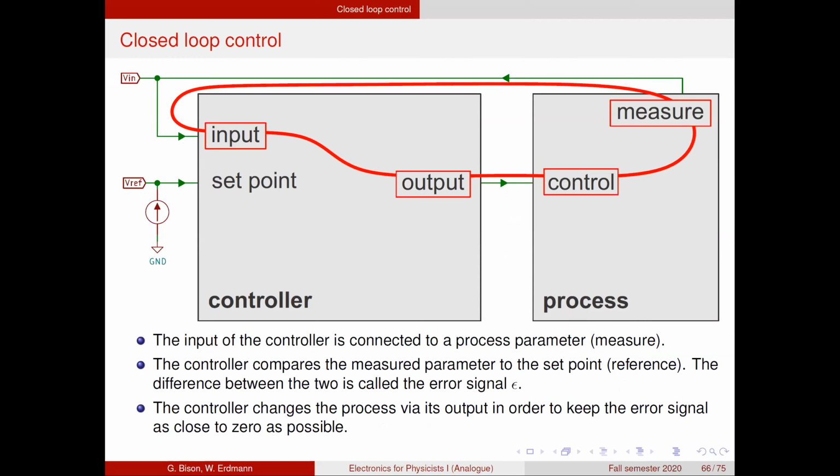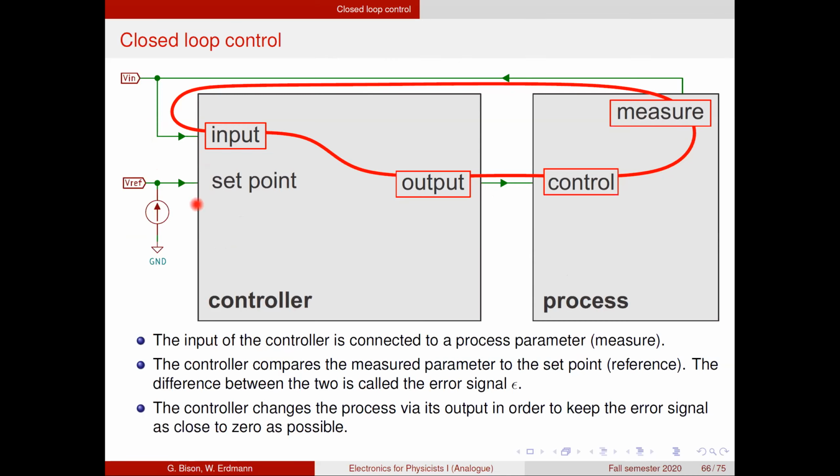So what is closed loop control? It's in concept very similar to an op-amp circuit where you have an amplifier, and then you measure some kind of feedback in order to make everything better. So closed loop control, you have an input here to the controller. And this kind of measures something in your process that you want to control. And then the controller compares this input to a set point.